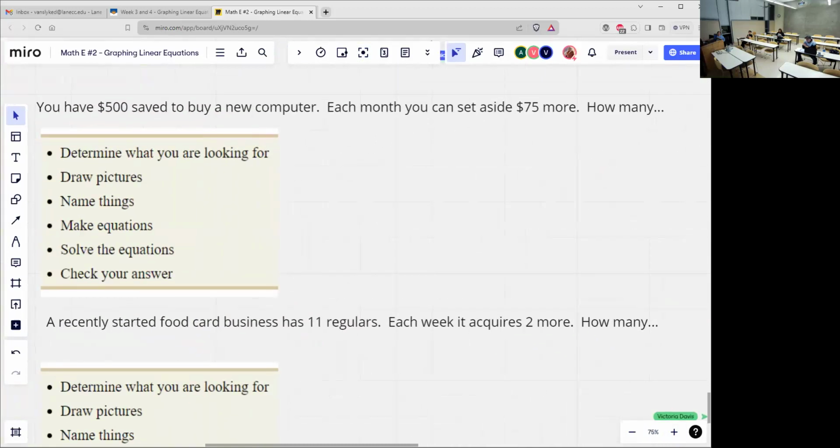So you saved $500 today. Good job so far to buy a new computer. And every month you can set aside 75 more. We need some actual question. How many months before you could buy the computer? How big a computer can you buy after 5 months? Something like that. What question do you want to ask? Oh, there's not an actual question attached to that? No, I want you to invent the question when you care about it more. It's the IKEA furniture style.